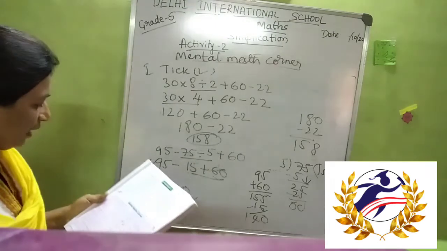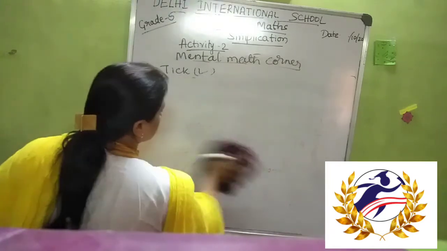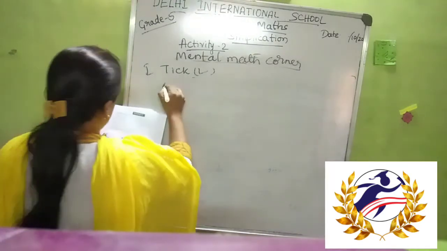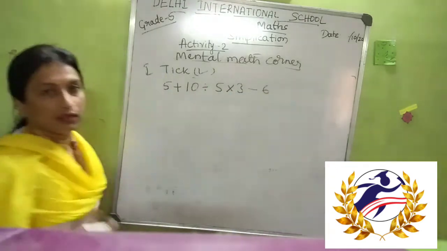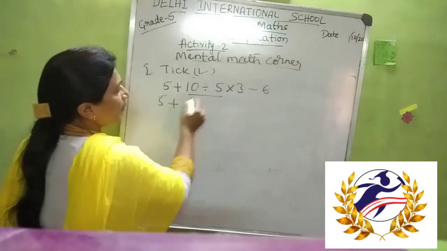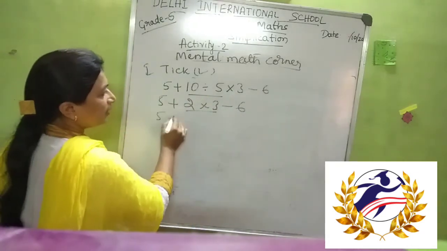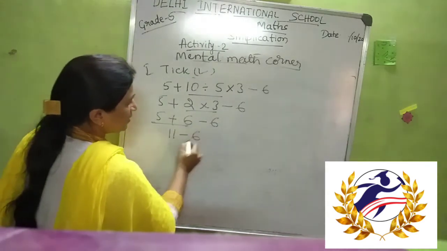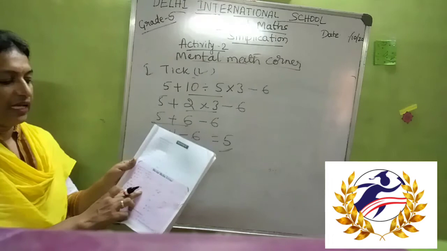Okay. So in the same way, third one. Third one is 5 plus 10 divided by 5 into 3 minus 6. Okay, this is the next problem. So here the division I have to take, 5 plus, 5 2s are 10, into 3 minus 6. So I need to take multiplication, then 3 2s are 6 minus 6. Then I need to take addition, so 11 minus 6. So it gives 5 as an answer. So second one is the answer for the third one.